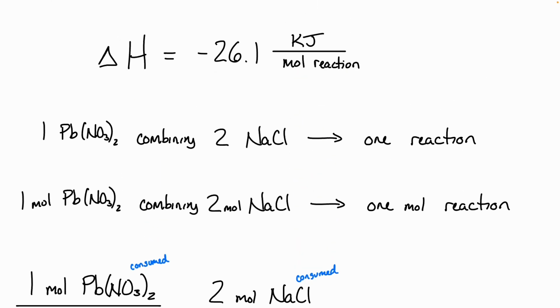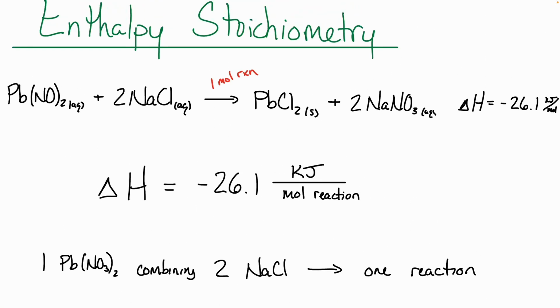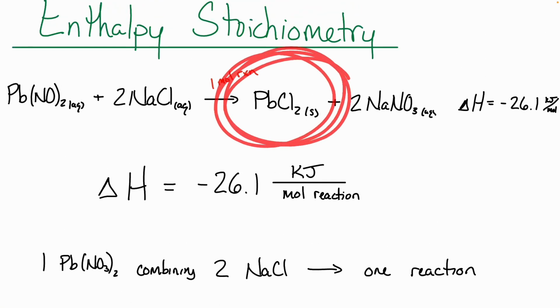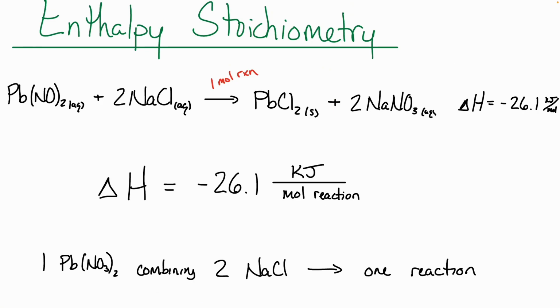All right, so take a second and build me the mole ratio that we would get for our product, our lead chloride, lead 2 chloride. How many moles of lead chloride are produced in a mole of reaction? All right, according to my balanced chemical equation, just 1.